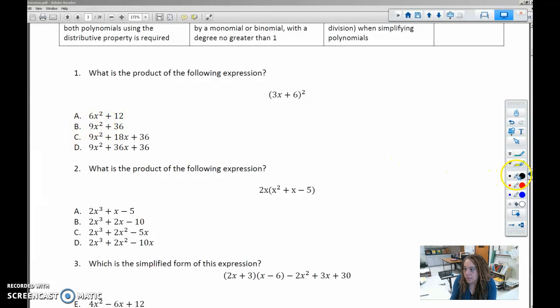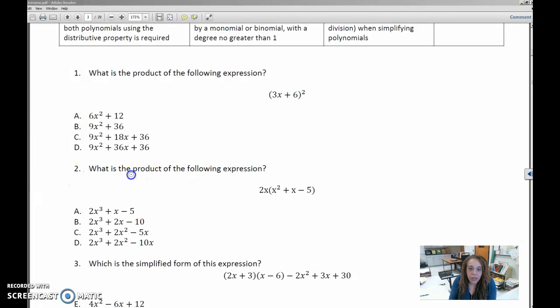Oh, here we go. Boom. Okay, number 2. What is the product of the following expression? Same thing we had earlier. This one, we had to square everything inside the parentheses. But here, I have one term outside, and I have 3 terms inside these parentheses. This is classic distributive property.